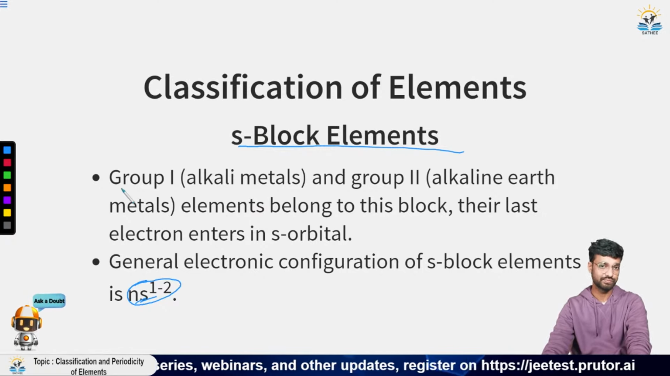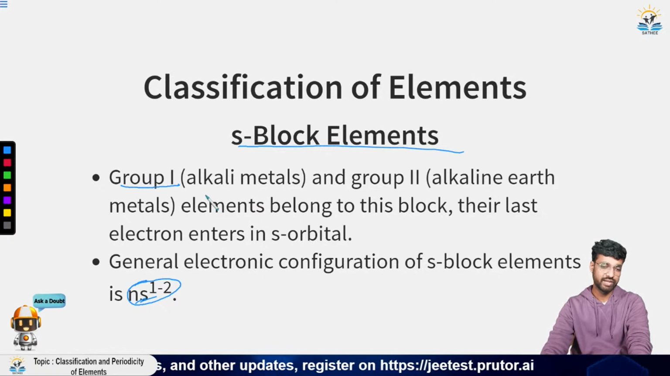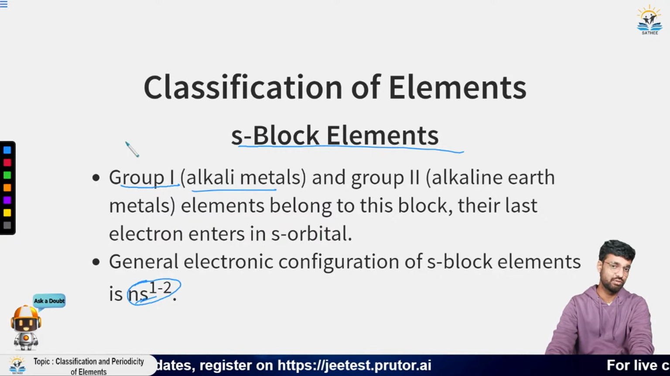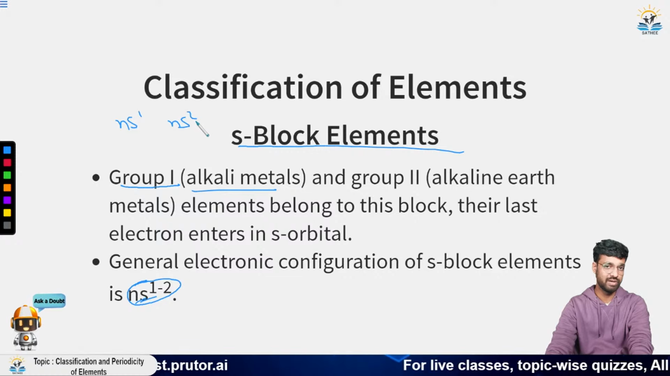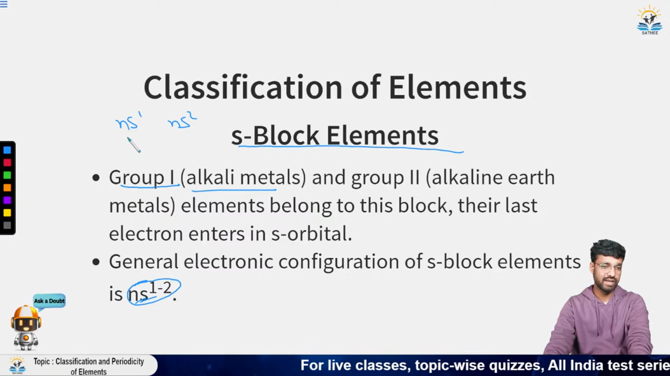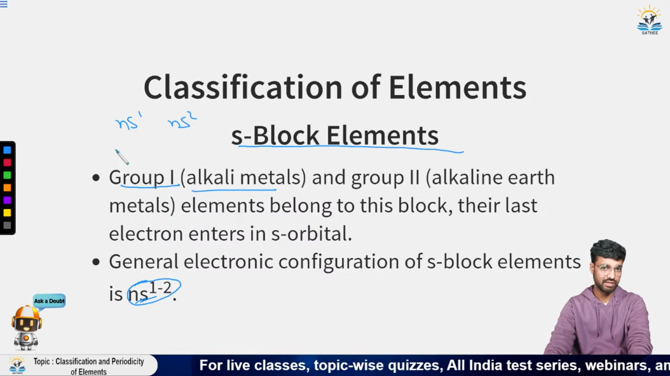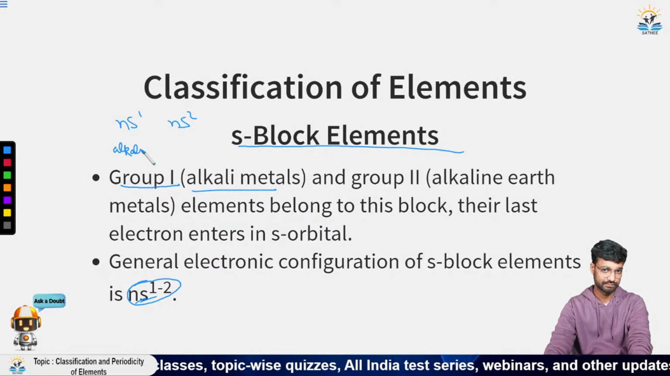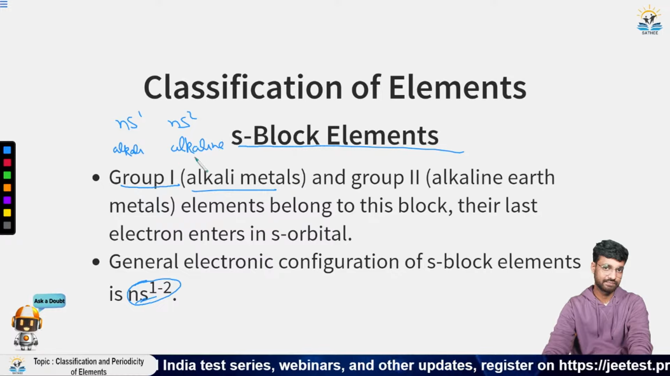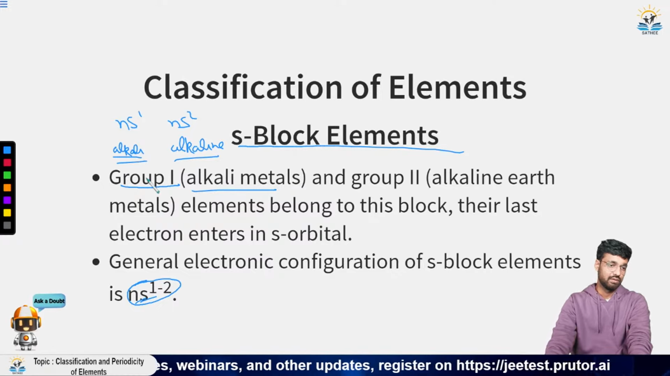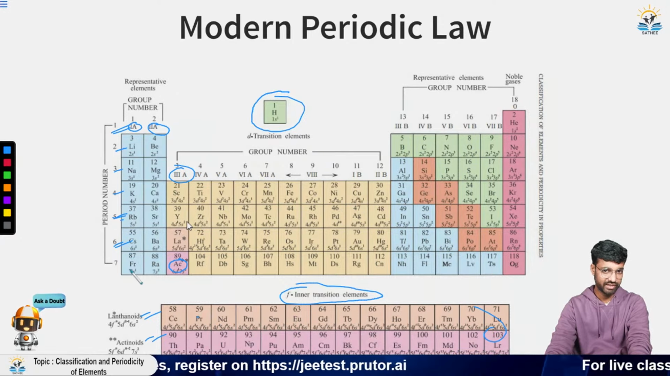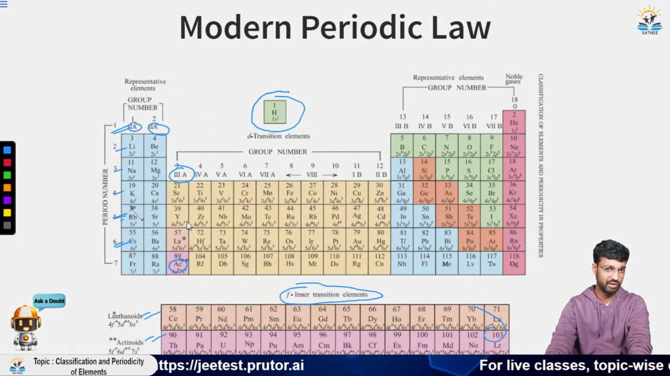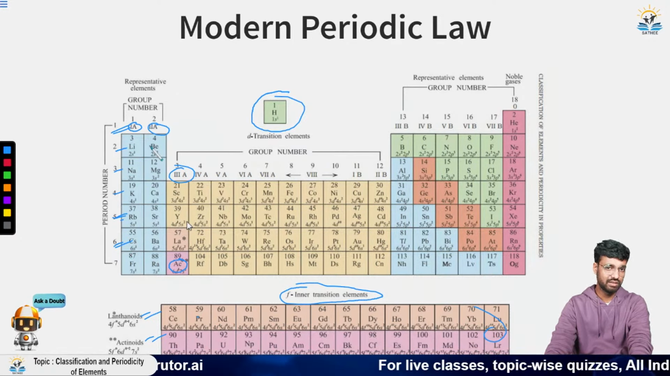Now in s block elements we can have two groups, that is 1 and 2, because we know very well that ns1 and ns2 are the only two possibilities. If it is ns1, then we will call it alkali, and if it is ns2, we will call it alkaline. If you look here, this is the group of alkali metals that we have, that is lithium, sodium, potassium, rubidium and so on, and these are the alkaline metals.